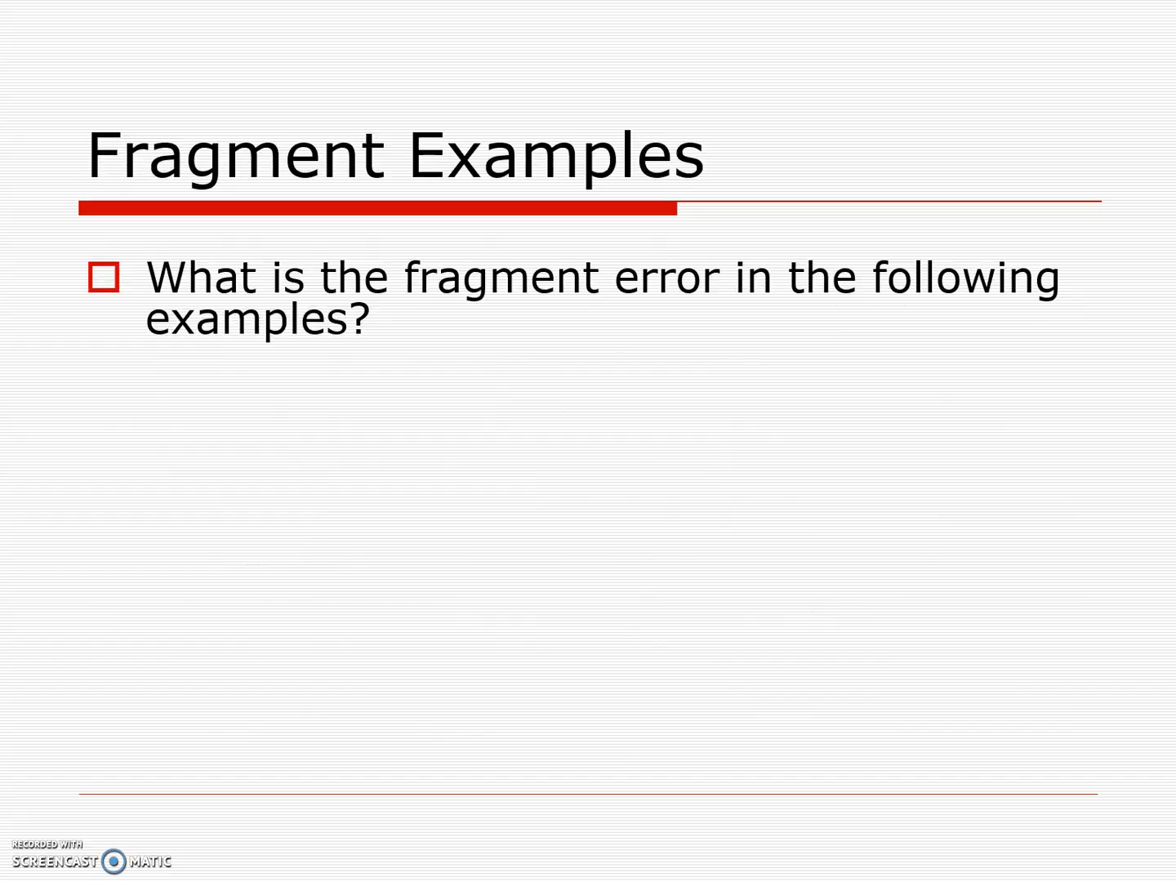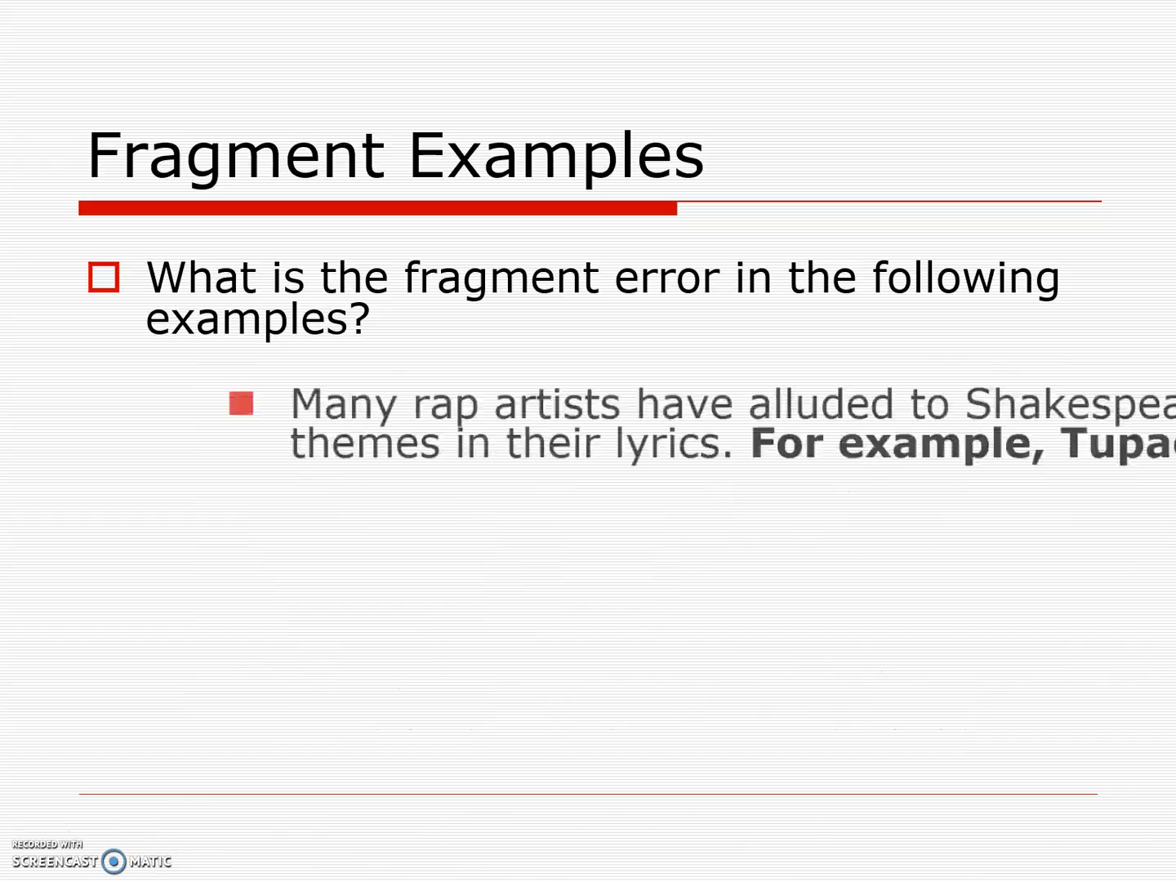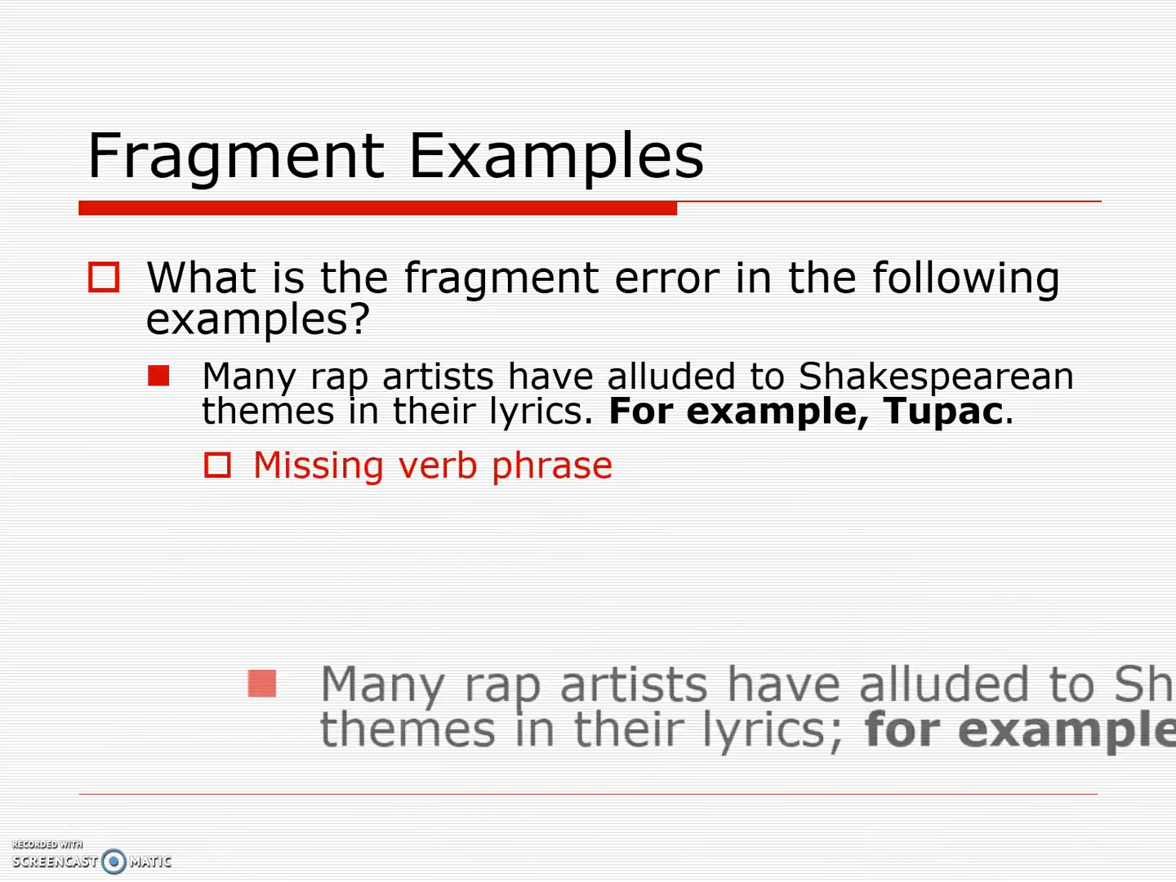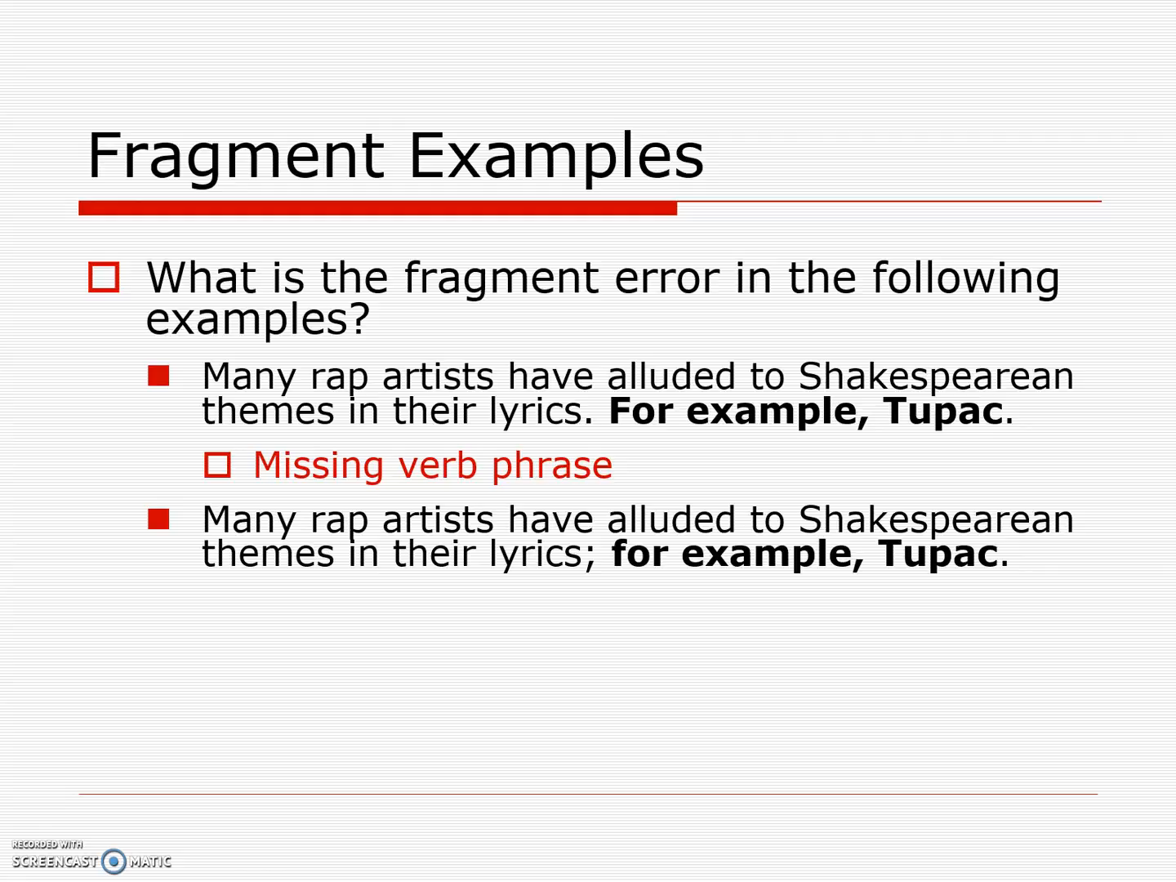So in the following examples, let's see if we can first identify what type of sentence fragment error has occurred. In this case, for example, Tupac is marked as a complete sentence. Well, as you probably can imagine, this does not contain a subject or a verb, and so therefore it's a sentence fragment. However, just because you put a semicolon into that sentence and then attach this phrase at the end does not make it any better. Remember that with semicolons, typically they connect independent clauses. And that second clause, for example, Tupac, is not an independent clause because it does not contain a predicate.